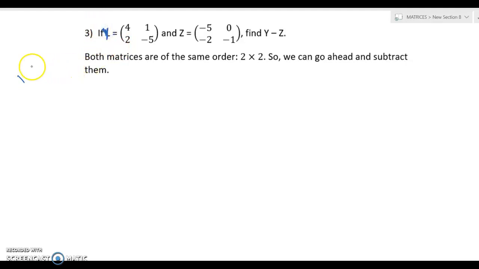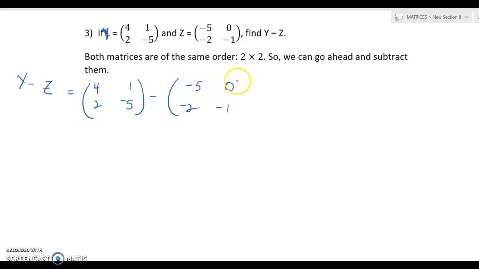Take away Z. So Y take away Z. So that's 4, 2, 1, minus 5, take away minus 5, 0, minus 2, minus 1. So 4 take away minus 5. That's the first one. And then 1 take away 0. Now 2 take away minus 2. And then minus 5 take away minus 1.